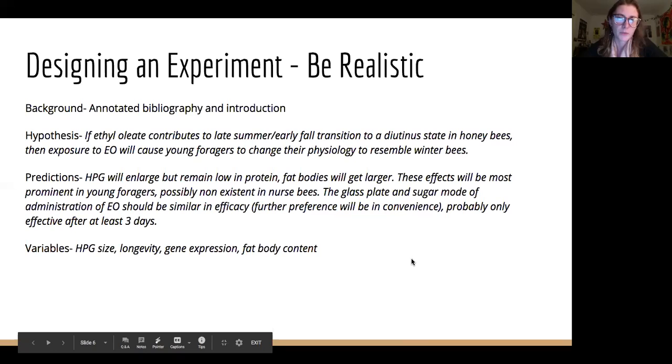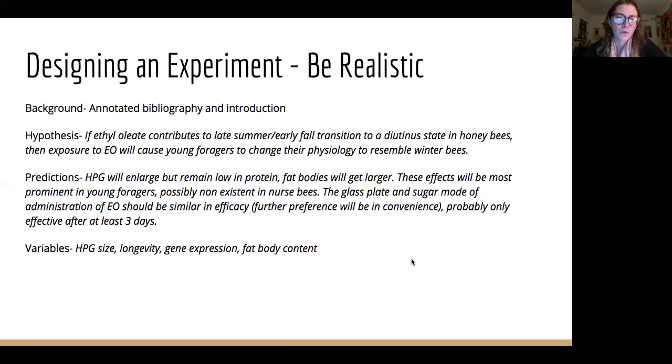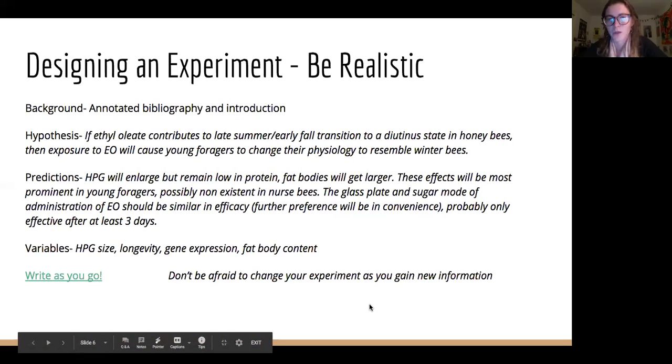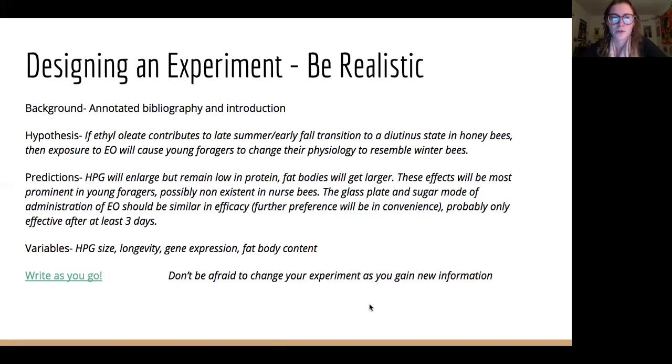The variables that I'm looking at in this experiment are hypopharyngeal gland size, longevity, gene expression of particular genes, and fat body content. And I would encourage you, as you're working on these types of projects for yourself, to write as you go so you don't forget what you've done and you don't get confused with the literature. And like I said, don't be afraid to change your experiment as you gain new information. There were a few other variables that I was interested in looking at that I wasn't actually able to do ultimately because it became too big for my project.